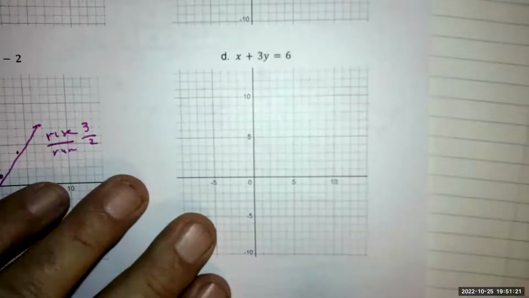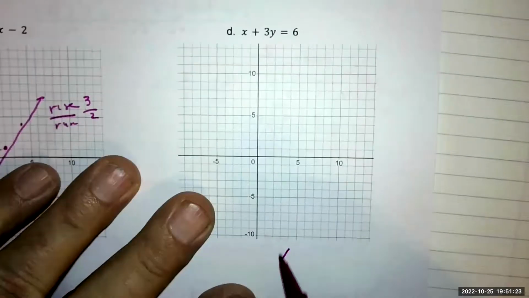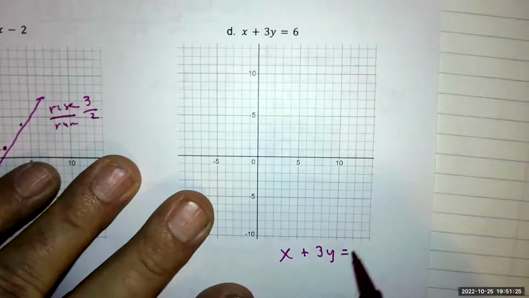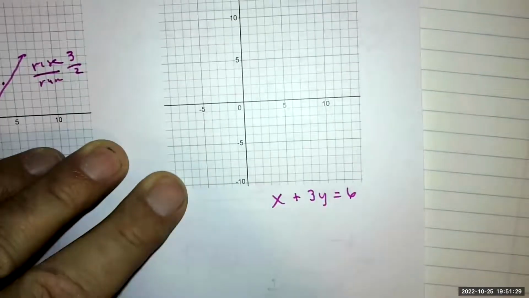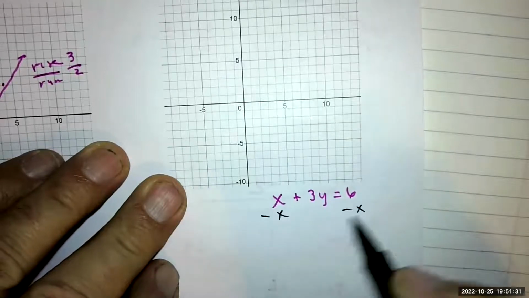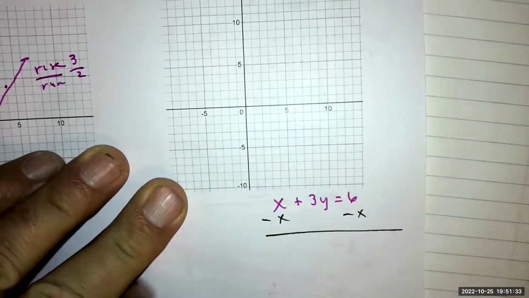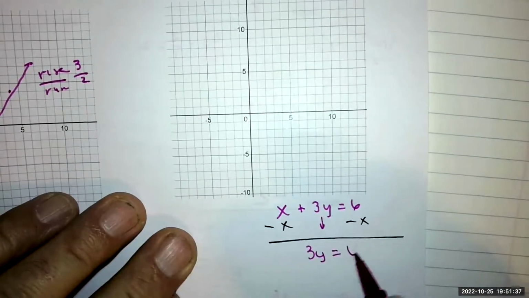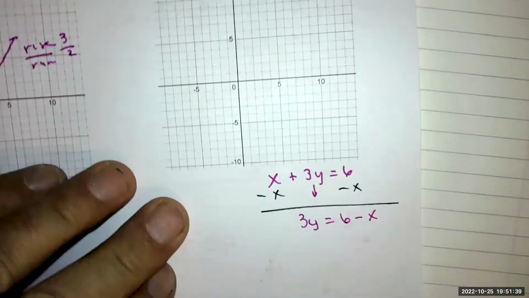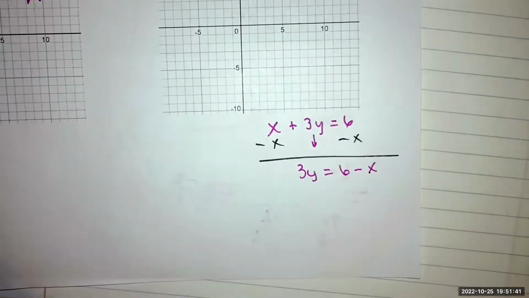All right, last one. This is in standard form. So you can see it's in standard form. We got to convert it into slope-intercept form. So this is the one where I'm going to move my x over first. So I'm going to subtract x from both sides. And when I do, I'm going to bring down my 3y. Remember, I can't subtract an x from 6, so I just write 6 minus x.